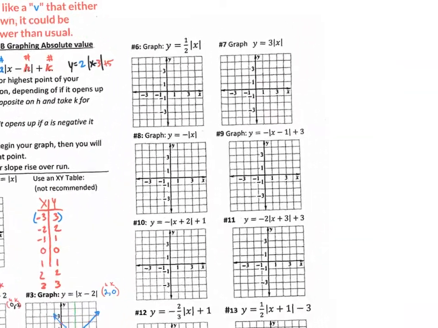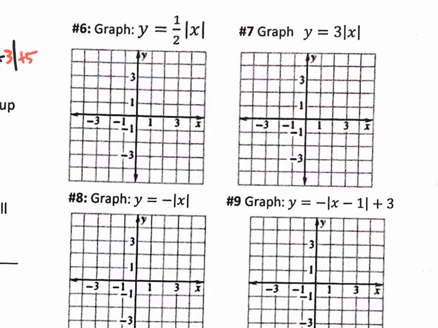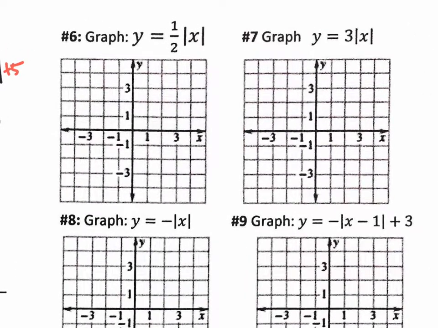And we do have some more questions here. And this is actually part of the homework, right? This is notes and homework, notes and practice. So let's take a look at number 6. There's obviously no H inside the absolute values with the X. And there is no K at the very end. So what is our highest or lowest point? What is our HK on this one? Our HK is 0, 0.